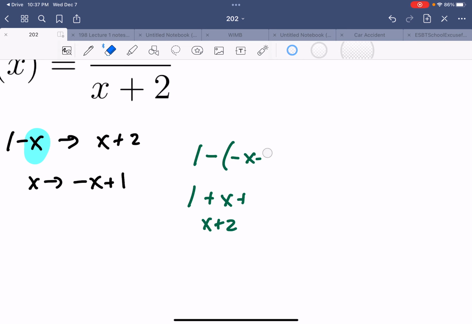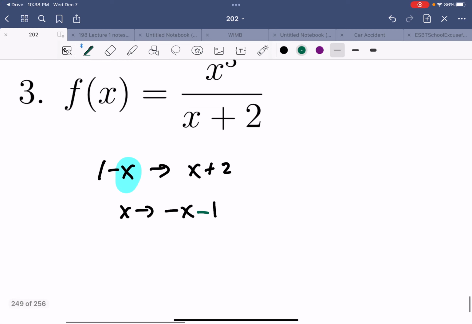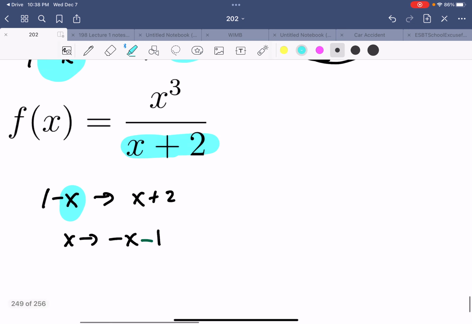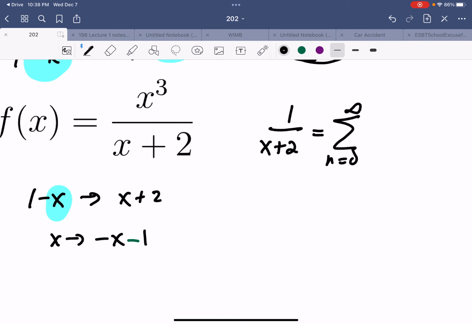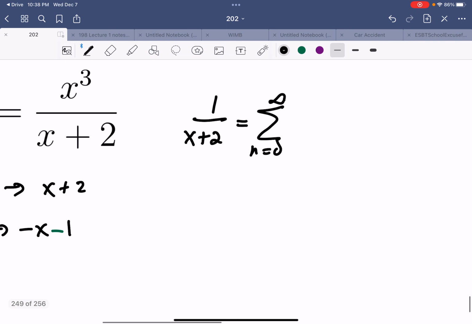So that's what I want, okay? So what I want to do is I want to make my x negative x minus 1. Okay, that'll get me this bottom piece. But then I have to multiply by x cubed once I get it. So that means that I have the following. I have that 1 over x plus 2 is going to be the series n equals 0 to infinity of, I'm replacing the x with negative x minus 1 to the n.